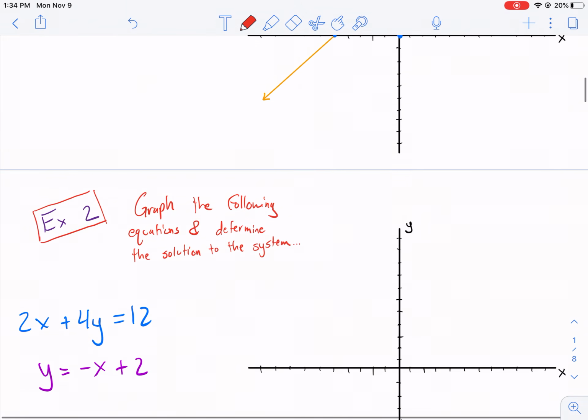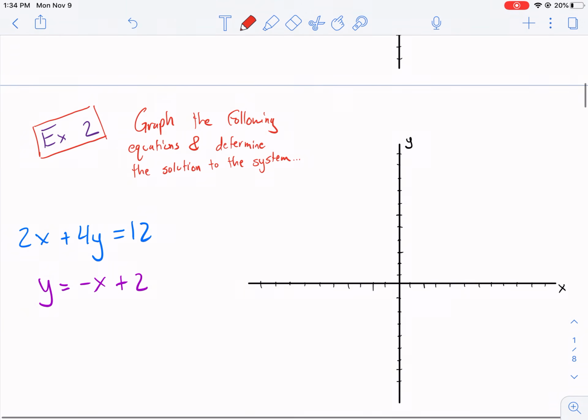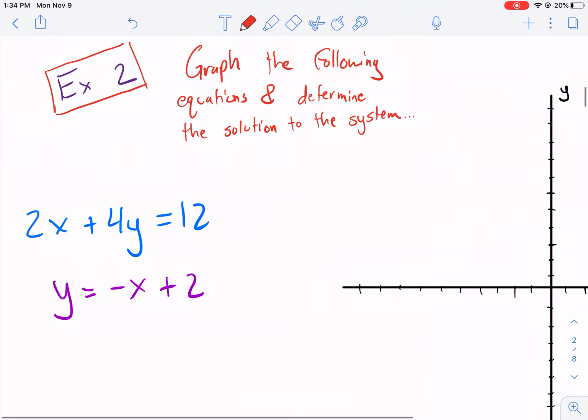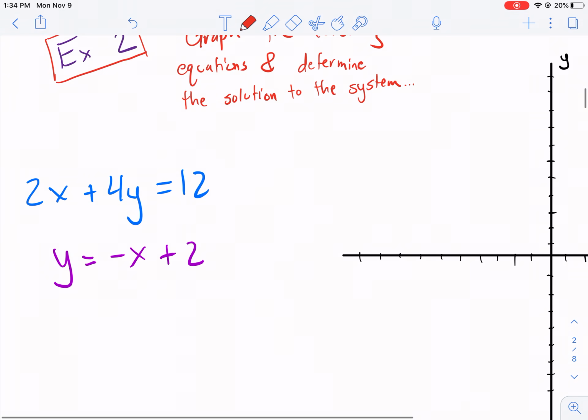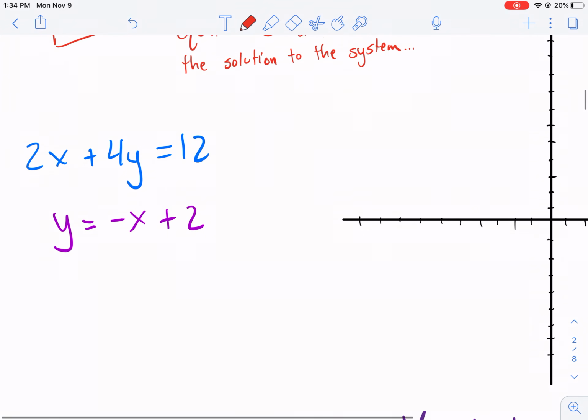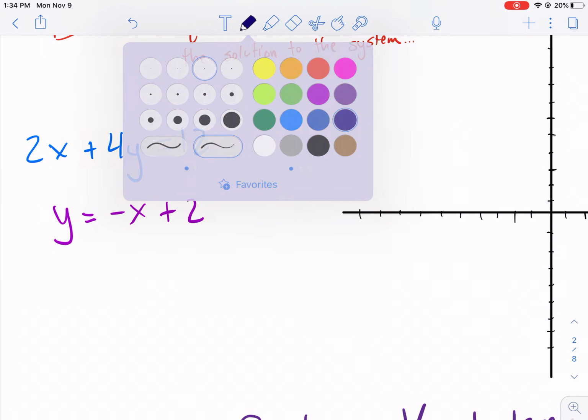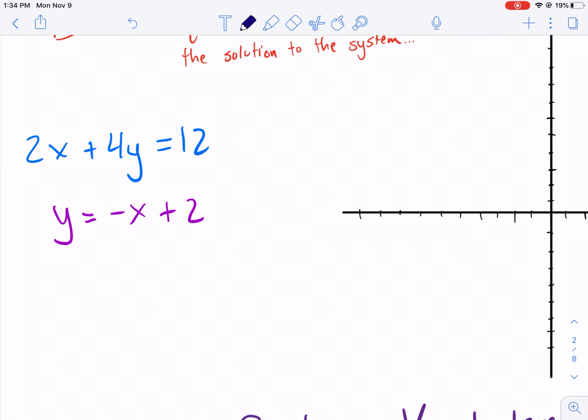Okay, move on to example 2. Graph the following equations and determine the solution to the system. If you need a tutorial on graphing, I would suggest some videos on this channel if you'd like to review that. Otherwise, I'm just going to go through it quickly.